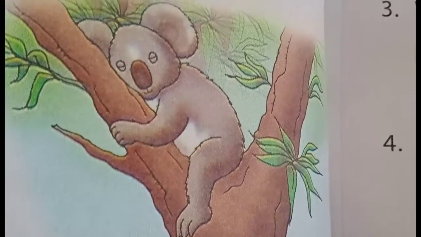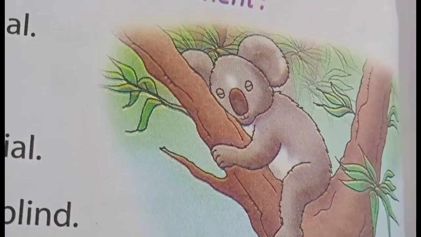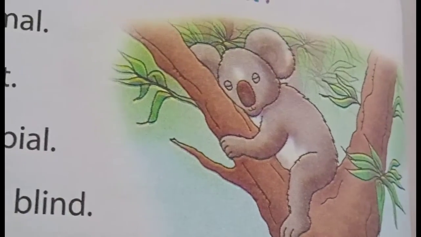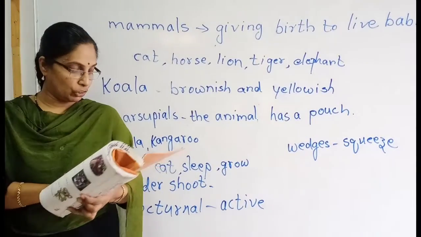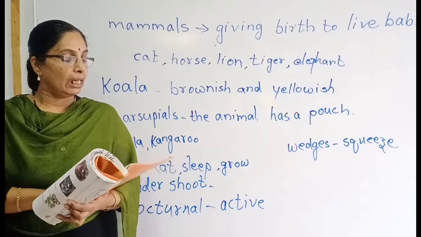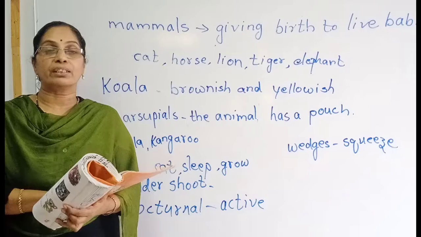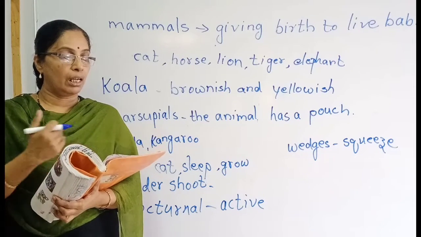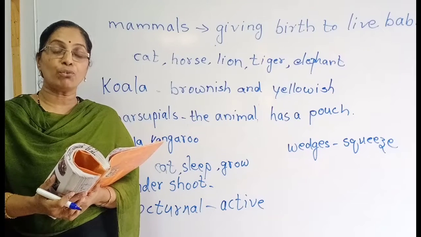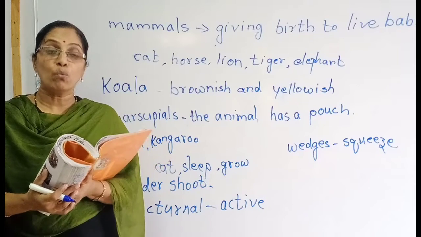It wraps the branches of the tree with its arms and legs, and it is going to sleep there itself. Okay. Then next page, children, page number 16. Large numbers of koalas have been killed for their fur. You know, children, the people killed the animals, koalas, for the purpose of making the fur, to make the wool.